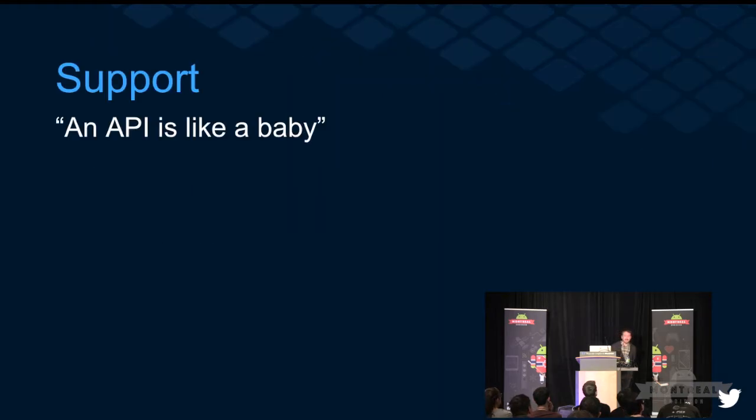There's a saying I like. An API is like a baby. They're fun to make, but they take 18 years to support. Any API you add will require a lot of maintenance. I would think about how it affects your roadmap and your architecture choices.